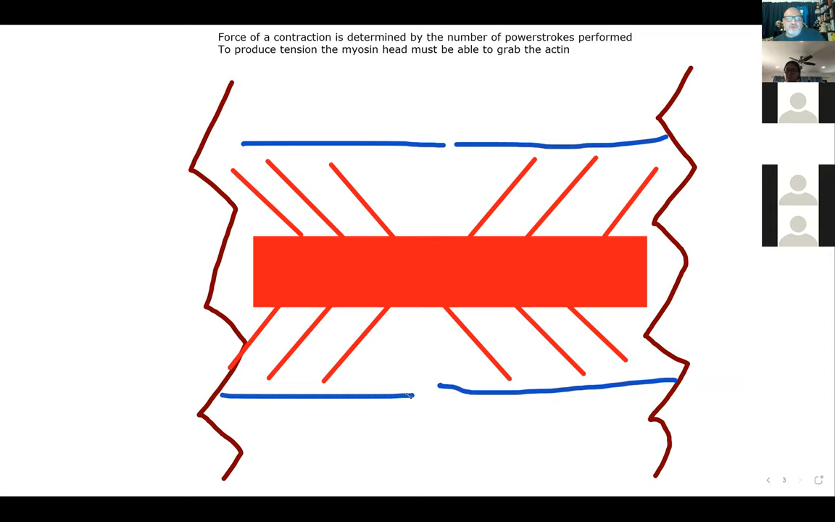Notice if you shorten the muscle a little bit, and of course we can't forget that there is that myomesin along the M line.